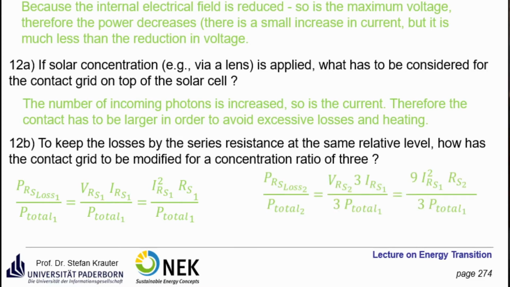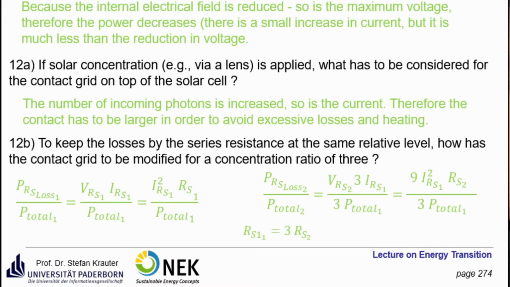If we go to the concentrated case, we now have 3 times the current and 3 times also the power. And if you put in the numbers, you arrive at 9 times, because it goes into square. We have 9 times the original current squared, times the resistor, divided by 3 times the total power due to the concentration.